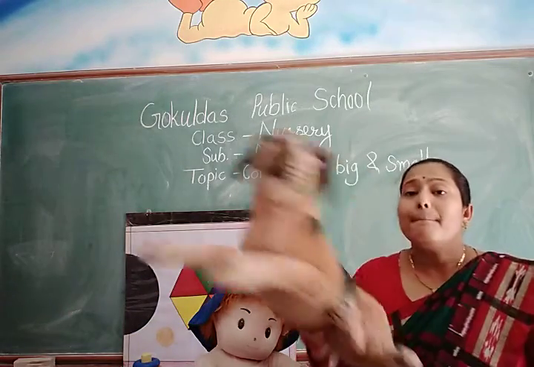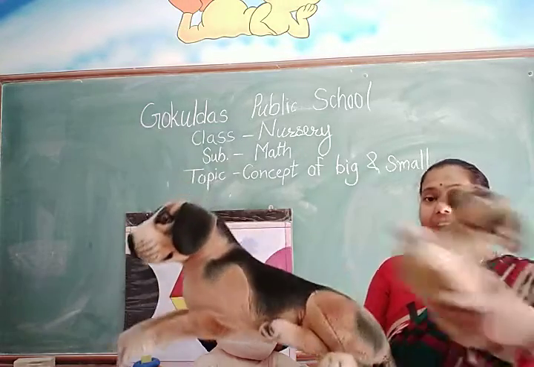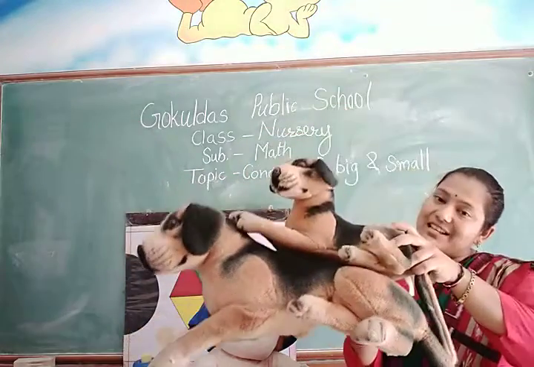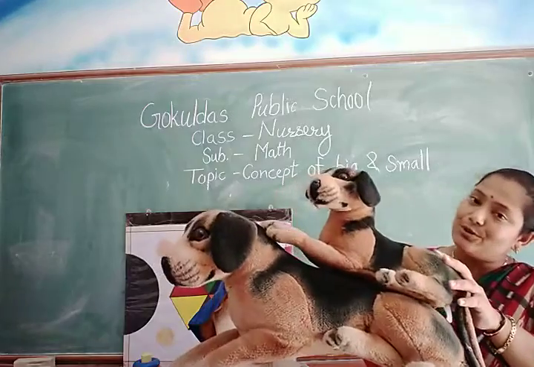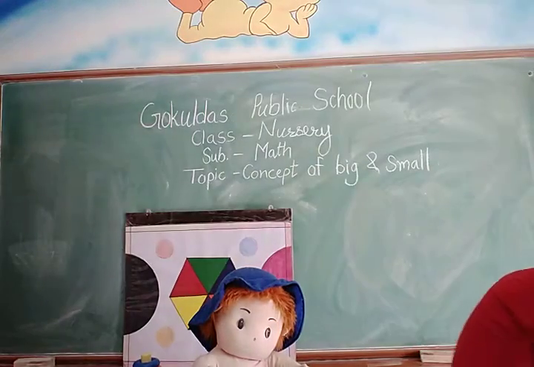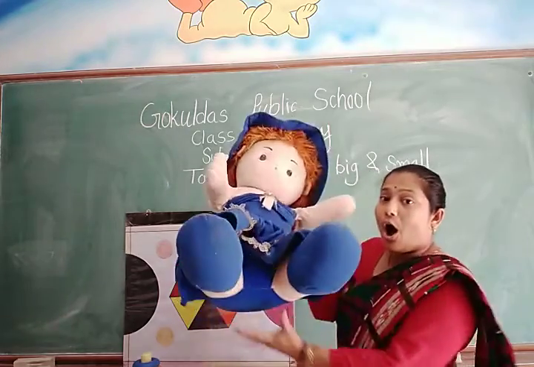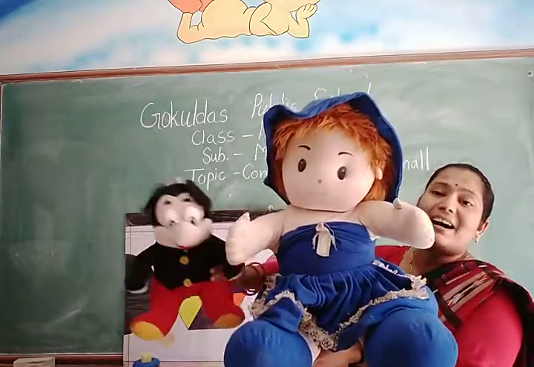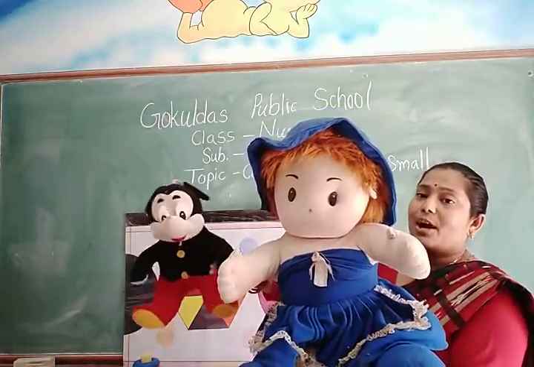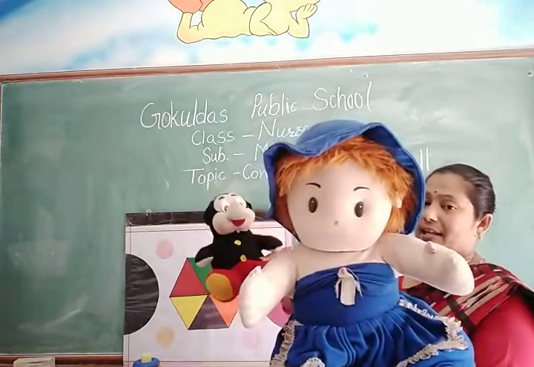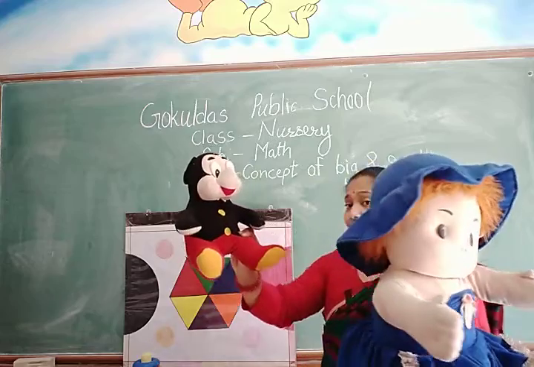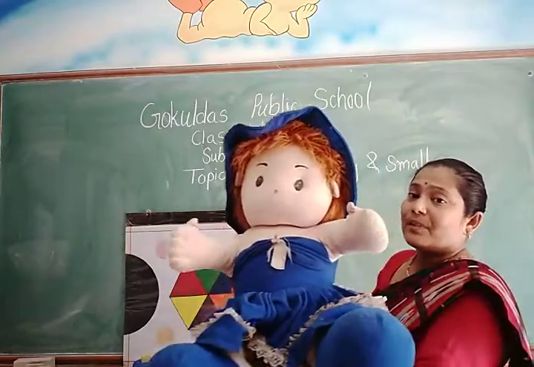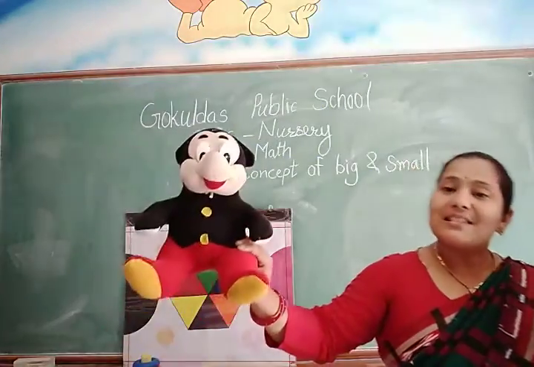So see here, big dog and small dog. ये बड़ा डॉगी है और ये छोटू है ना? Small dog and big doll. Big doll. Small teddy bear. है ना? Doll कैसी है? Big. And the teddy bear is small. ये छोटू सा है, छोटा है. Big and small.